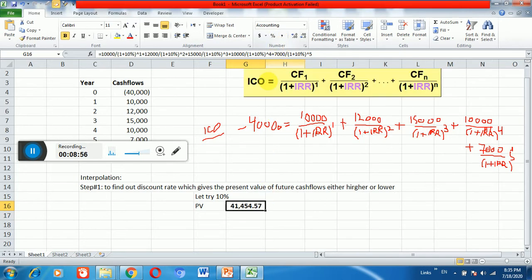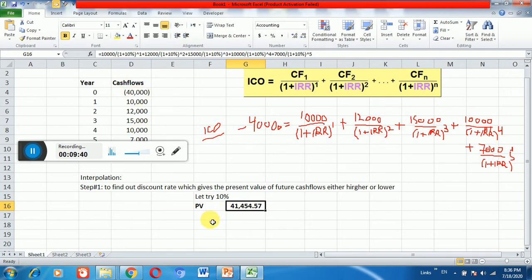And this value is higher. So this is the present value using one interest rate, and this is 10%. By using the 10% interest rate, look, dear students, the computed value is higher than the 40,000, and this is the first step. A step is to find out the discount rate which gives the present value of future cash flows either higher or lower. So we found 10%, and the 10% is giving us the present value computed from this project, and that is higher than the initial cash outflow, which is 40,000.